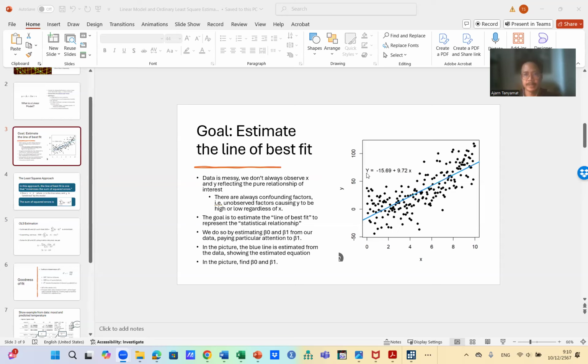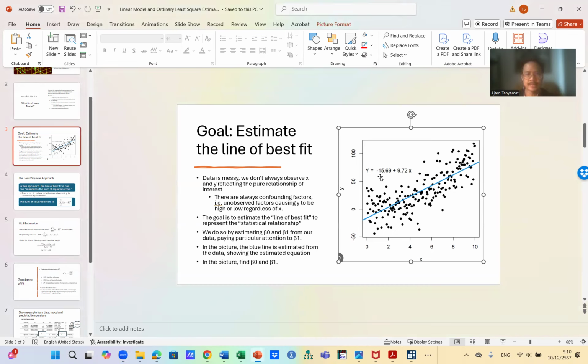Y is the dependent variable. X is the independent variable. So the data will have X and Y. We're gonna observe X and Y in the data. And then what we do is we estimate the parameters known as beta 0 here, the intercept, and beta 1, the slope. Okay? Now, how do we interpret that slope?